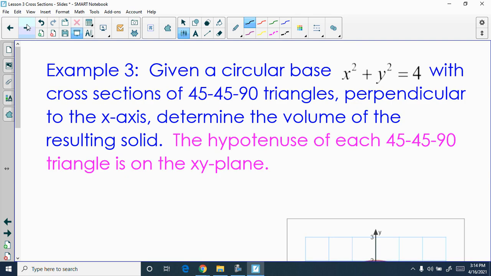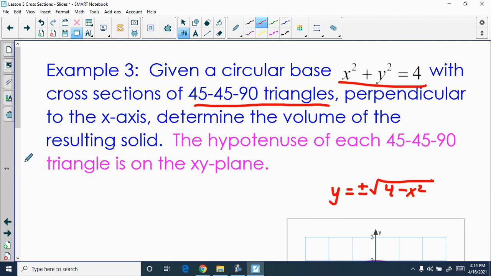We are still using the same circular base as the last two problems. So again, that means that y is equal to the positive and negative version of the square root of 4 minus x squared. So this time we've got the cross sections of an isosceles right triangle, which is a 45, 45, 90. So I know the area formula that I'm going to need is 1/2 base times height. We know that we're perpendicular to the x-axis, so we're doing dx, and we're going to determine the volume.